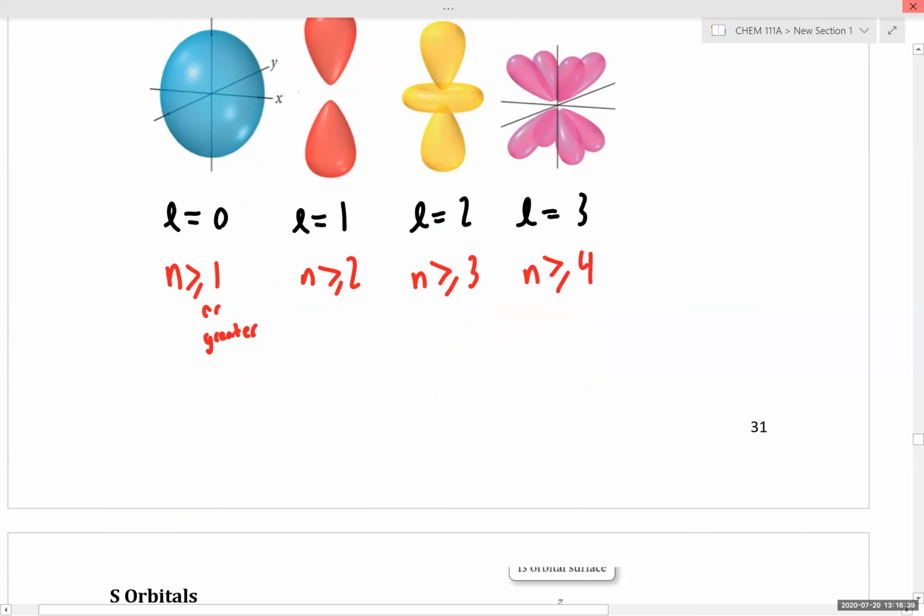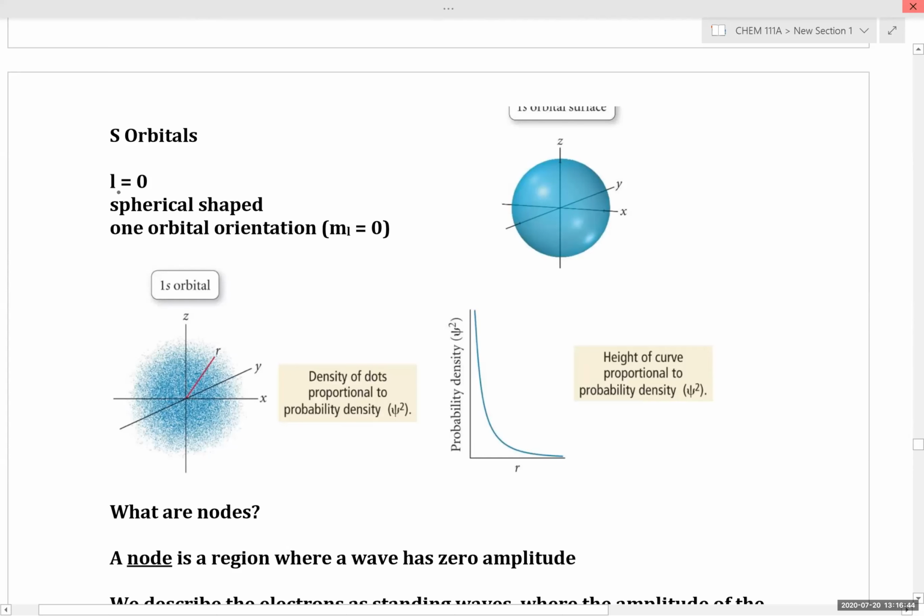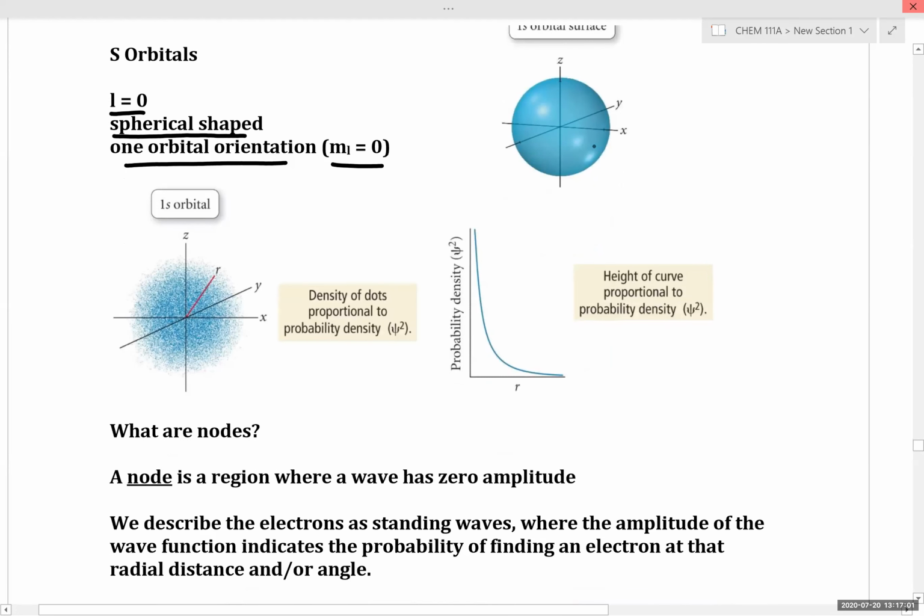Okay, so let's talk more about each of the orbitals. The first of which is our s orbital, which corresponds to L is equal to 0. They're spherical shaped, and because they're a sphere, they only have one orbital orientation, ML is equal to 0. So here's what an s orbital looks like. It's a nice, perfectly symmetrical sphere. And if we look at the probability densities, the probability of finding an electron increases as we get closer to the nucleus.